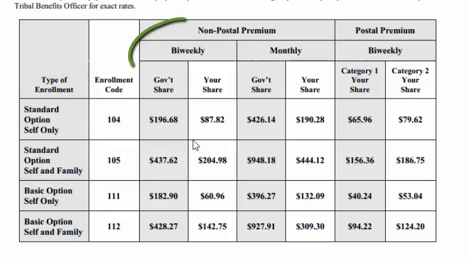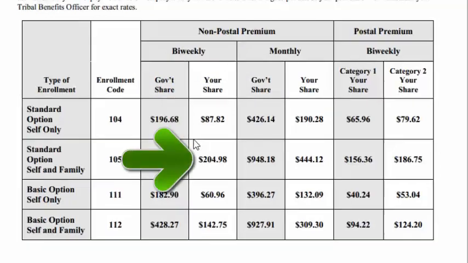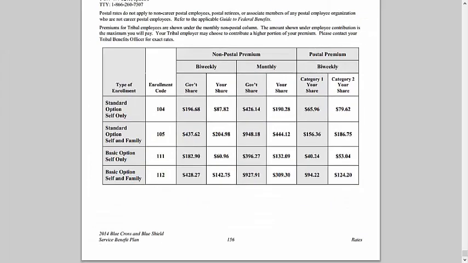We know that it's a biweekly deduction, so we're going to be using the column showing your share for biweekly. So we know the first amount, $87.82, is for the employee only, and then $204.98 is for the employee plus their family. That's important to be used in the calculator.